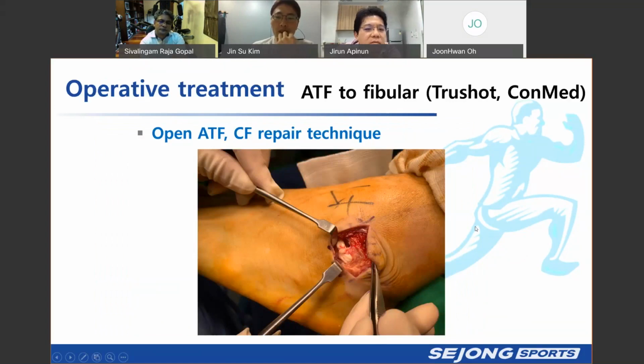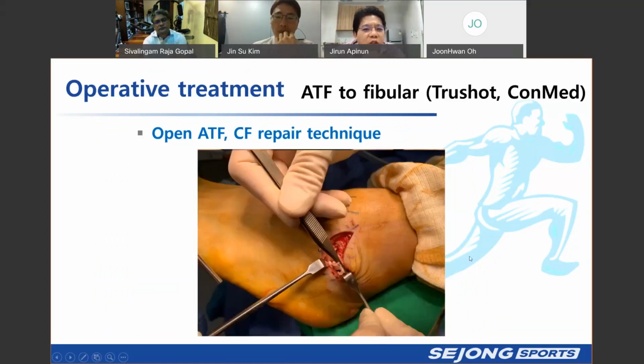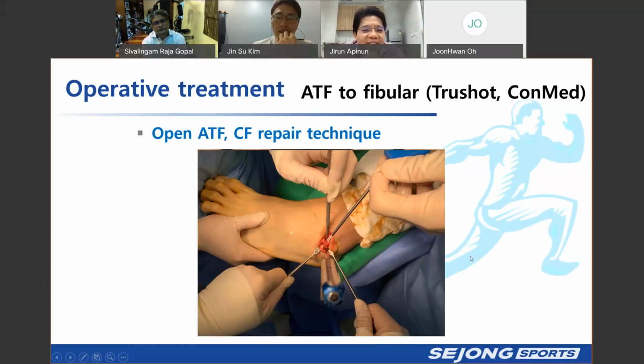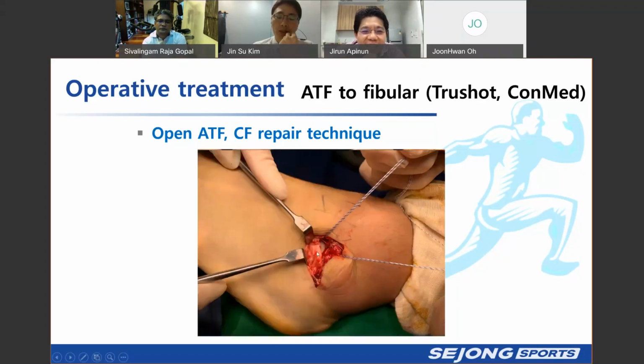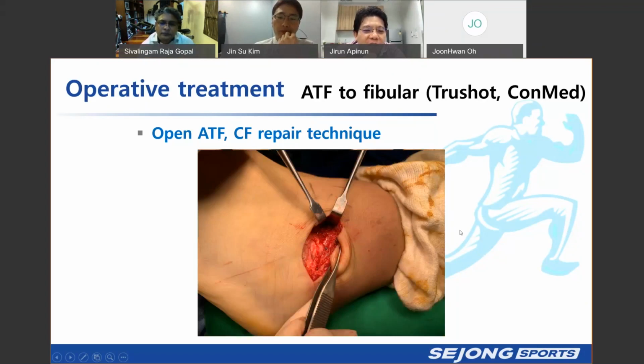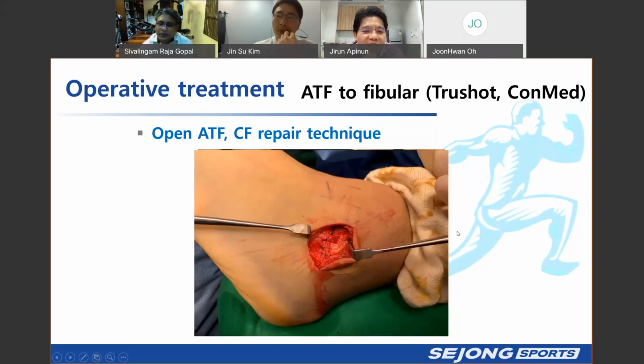In this way, for the CFL, we use a notch anchor, make a hole in the calcaneus, and fix it with bone fixation. And using the two shot, if the tear is toward the fibula side, we use two shots fixed on the fibula. If the talar side, we fix it on the talar side. And the retinaculum, we just repair. It's not pulled out.